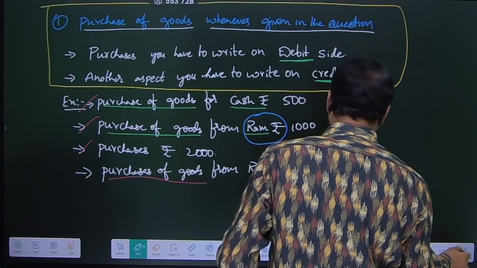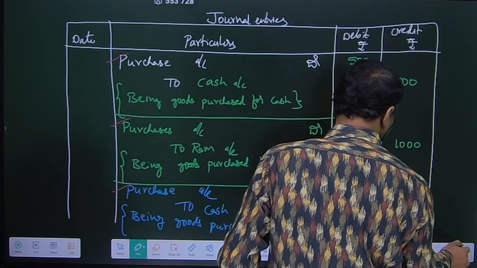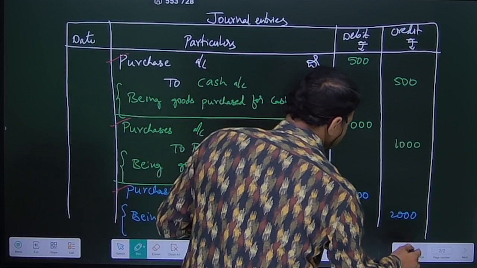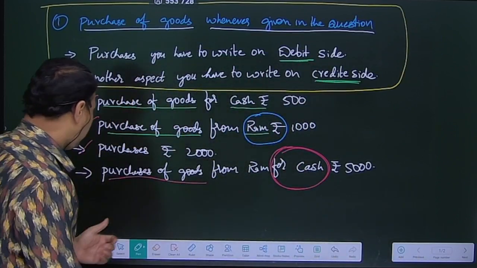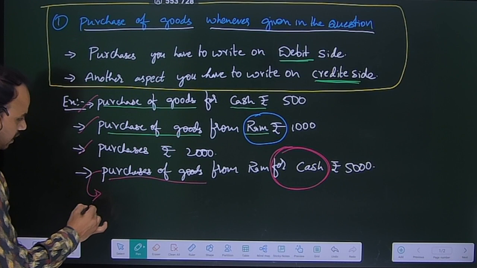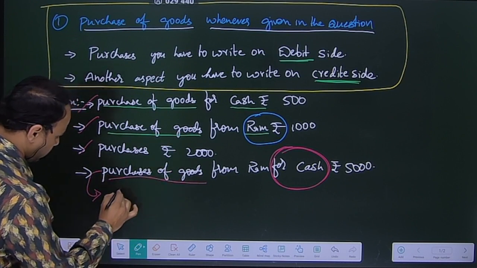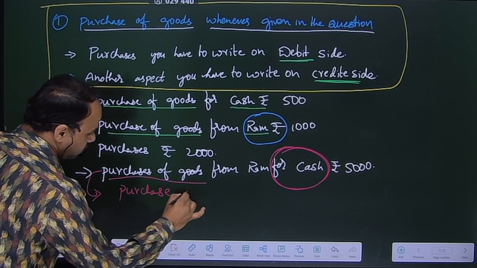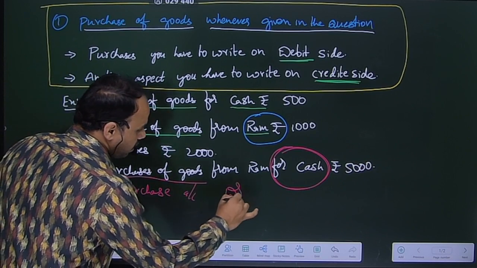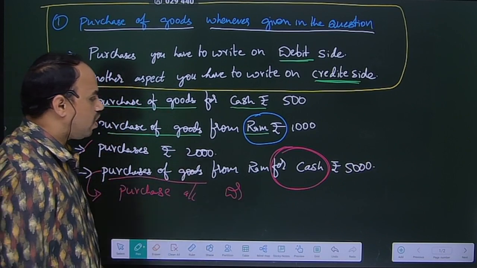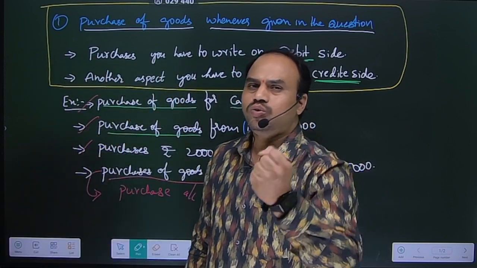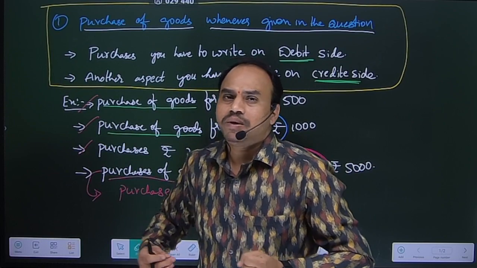So I will write one more transaction here. Place is not there, so better I will write it below this answer. Whenever purchase of goods is given, we have to write purchase on the debit side like this. Purchase account debit we have to write, and credit what we have to write, Ram or cash? See, I am purchasing goods from Ram by paying cash.